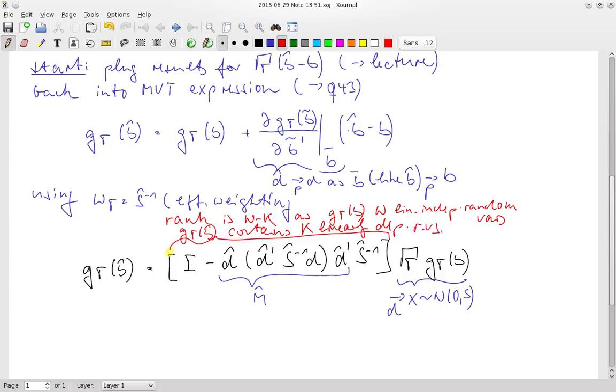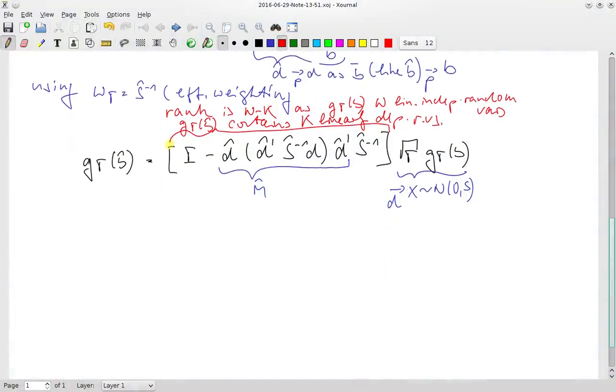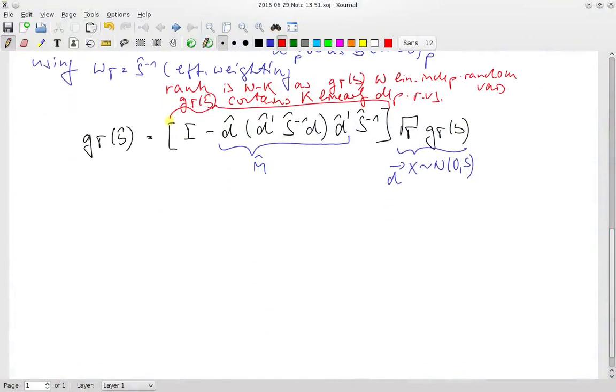Okay, they can be represented as linear combinations of the n minus k others, and that entails that the matrix in brackets must be of rank n minus k. And we keep that in mind because the rank of that matrix is going to be important later. And I would perform a little manipulation of that expression that we have here.